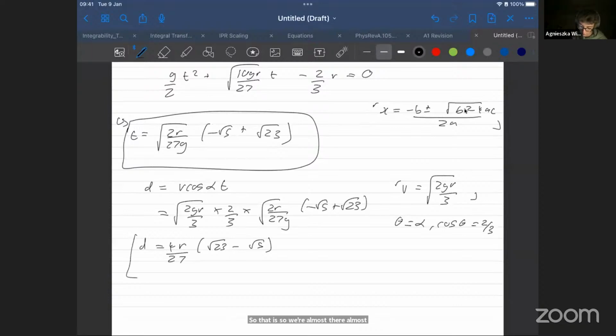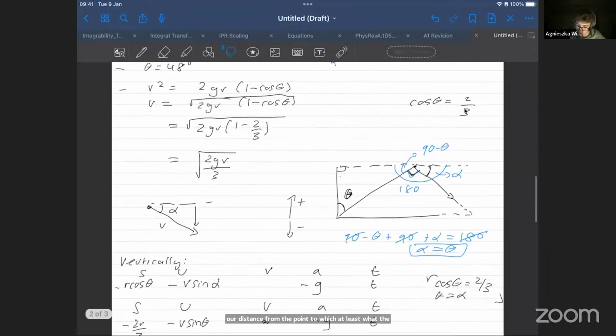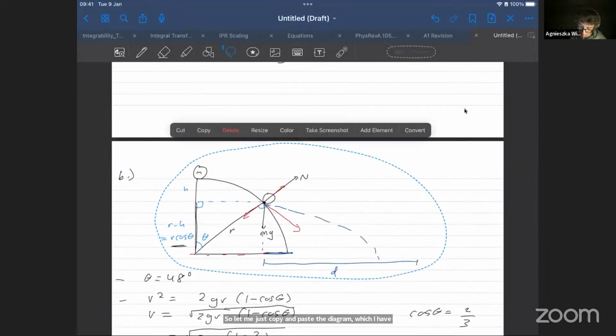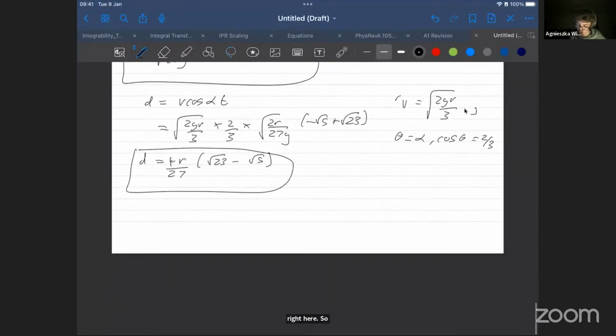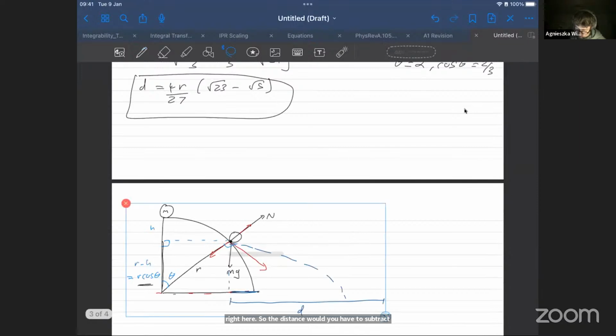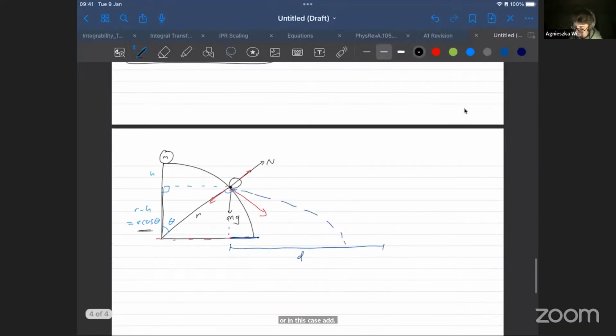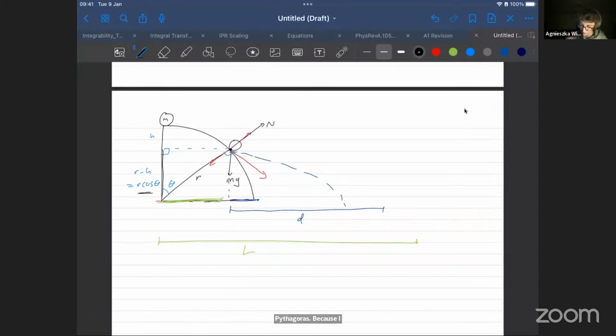So we have our distance from the point at which it leaves, but the question asks us for the distance from the base. So let me copy and paste the diagram, which I have right here. So the distance which I have to subtract, or in this case, add, because I've just found d. However, we want this big long distance, L. So in order to do that, I need to find what this is and just add it to d. But I don't even need to use Pythagoras, because I know that this distance is going to be the same as this distance.